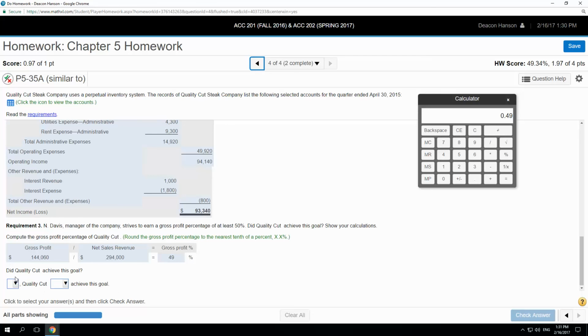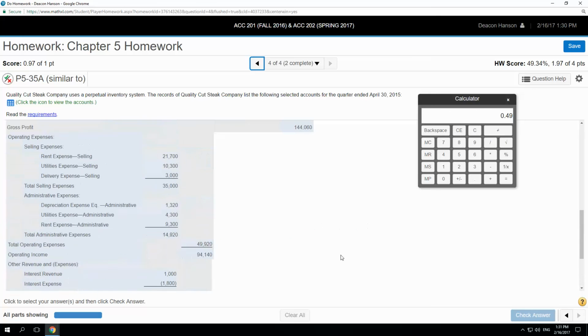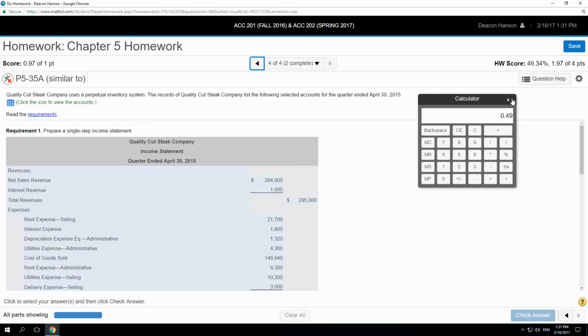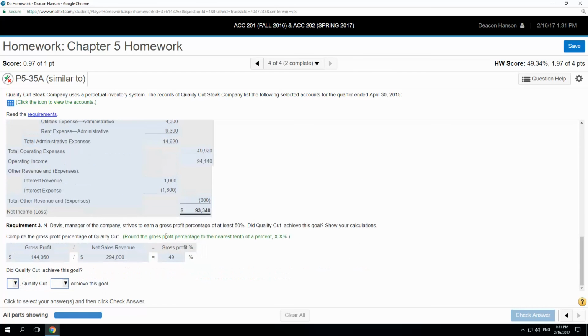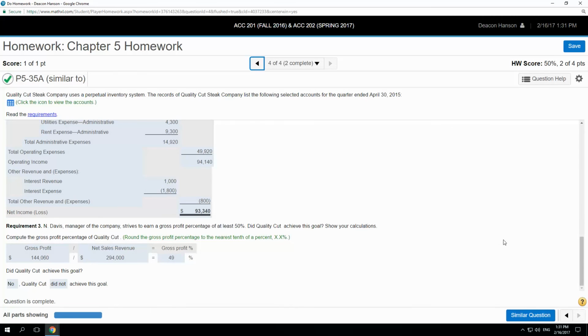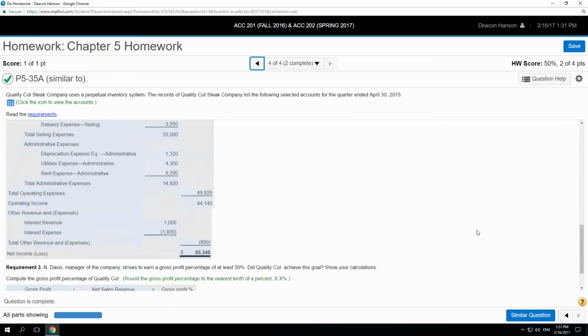Okay. Did Quality Cut achieve its goal? Well, we got to go back up. They must have told us the goal somewhere up here. It's on the bottom? Yeah. I don't even see it. Oh, right here. Thanks, Titus. N. Davis, manager of the company, strives to earn a gross profit percentage of at least 50%. Well, they're shy by 1%, so I would say no. Quality Cut did not, but in reality, that's very close, so close enough, yeah. I think that's it.